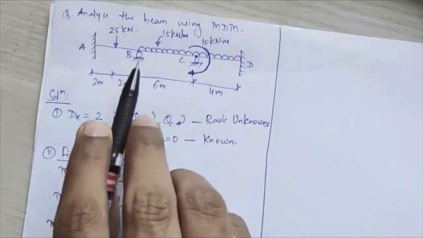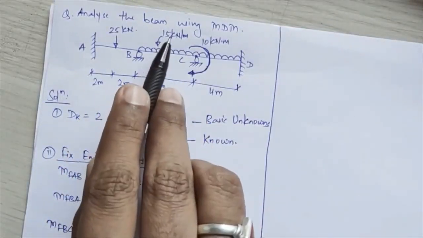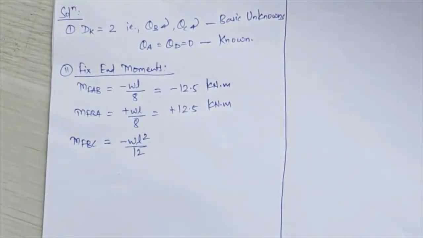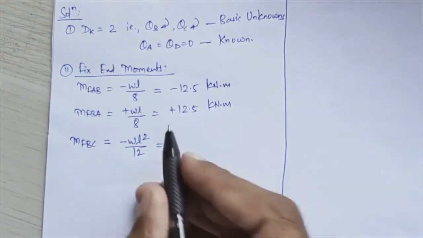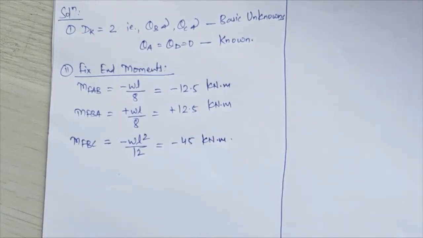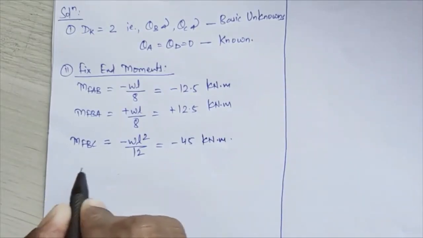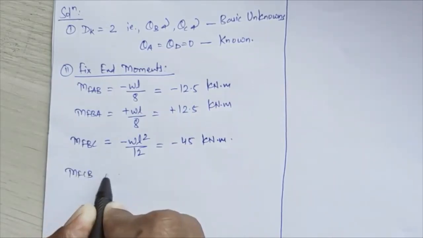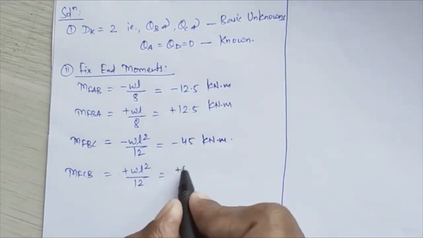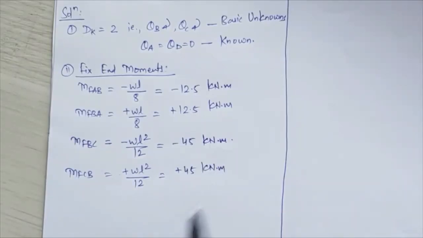In BC, a UDL of 15 kilonewton per meter is acting throughout the span of 6 meters. So your MFBC, that is, the fixed moment for BC, comes equal to minus WL square divided by 12. W is here 15, L is here 6. So 15 into 6 square divided by 12 comes equal to minus 45 kilonewton meter. You solve this, you will get minus 45 kilonewton meter. In the same way, for MFCB, the restoring moment will be clockwise in nature, so it will come positive. WL square by 12 will come plus 45 kilonewton meter.